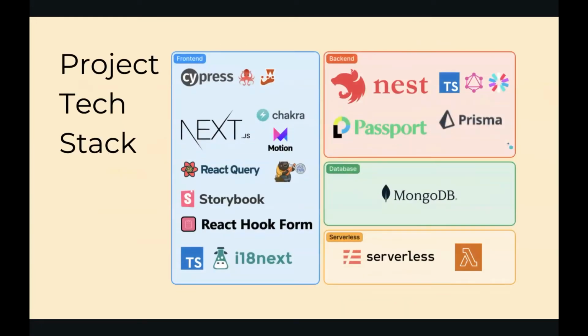For the backend, we use the Next framework to build a GraphQL server. We use the Prisma ORM to interact with the MongoDB database. And we also implemented JWT authentication with Passport JavaScript.